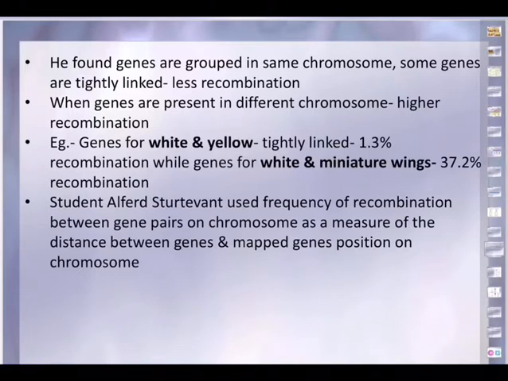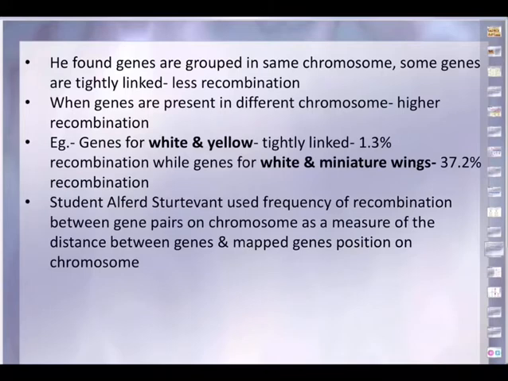When genes are present on different chromosomes, let's say one gene present on X chromosome, another gene is present on Y chromosome, then the recombination is higher because genes are present on separate chromosomes. And during the law of segregation, law of independent assortment, the chromosomes will separately go. As chromosomes move separately, the genes also will go. So naturally new combinations will be formed highly.